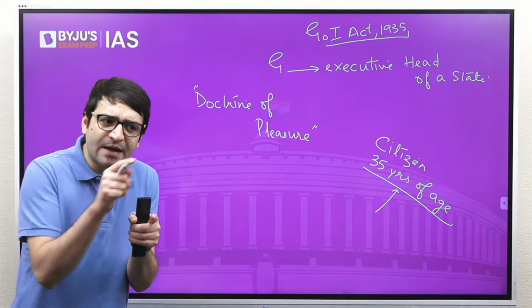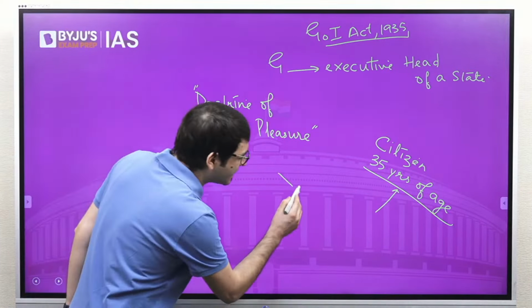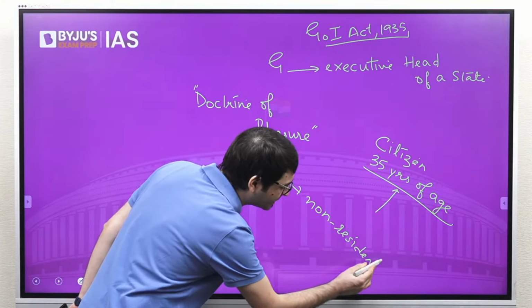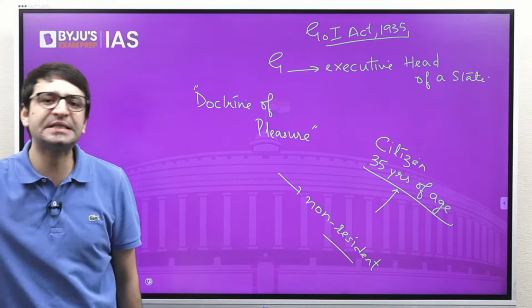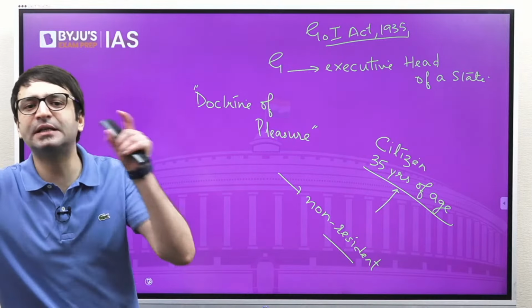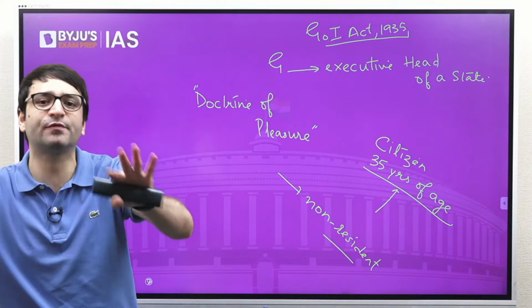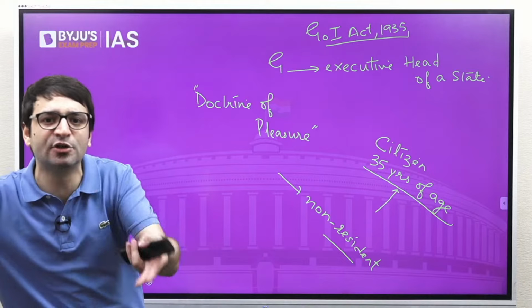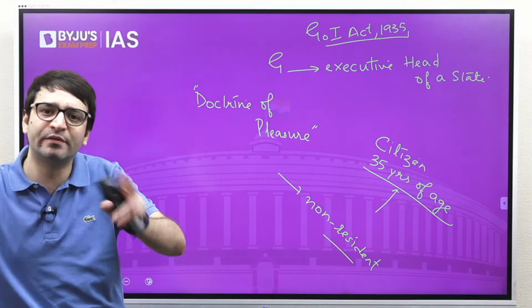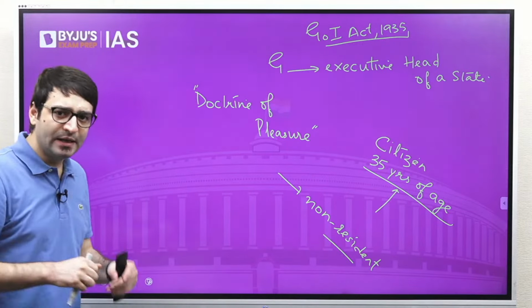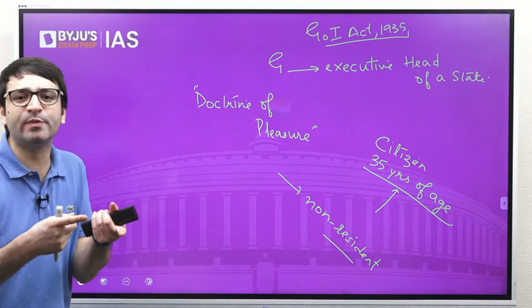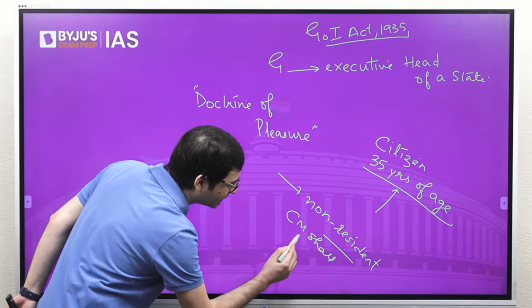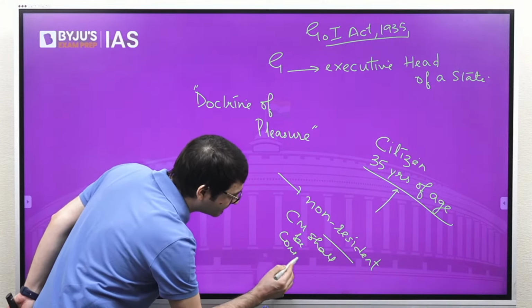That while appointing a governor to a state, this governor should not be a resident of that state. Should be a non-resident. If a governor to Karnataka is to be appointed, he should not be a resident of Karnataka. If a governor to Madhya Pradesh is to be appointed, he should not be a resident of Madhya Pradesh. So the governor should be a non-resident. And another convention: whenever the governor of a state is to be appointed, the chief minister shall be consulted.